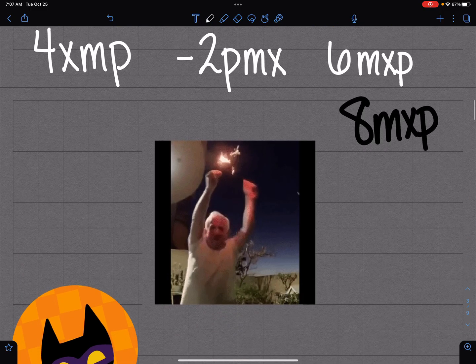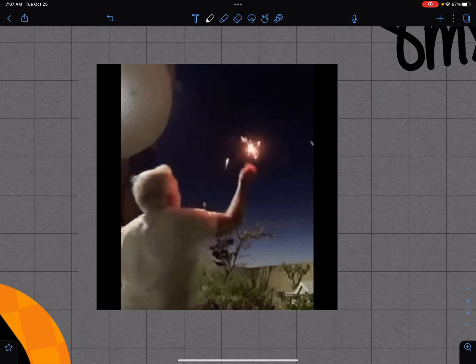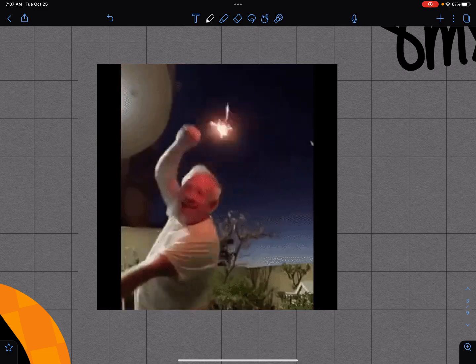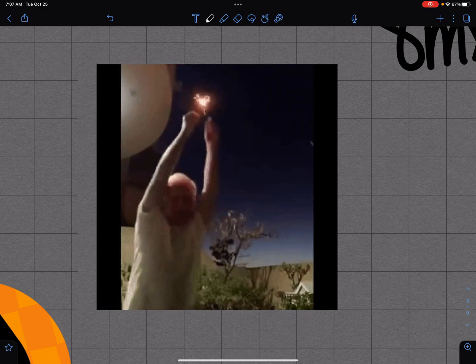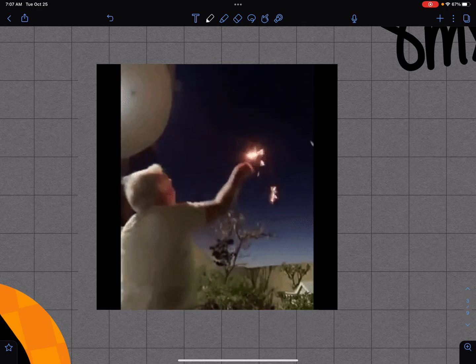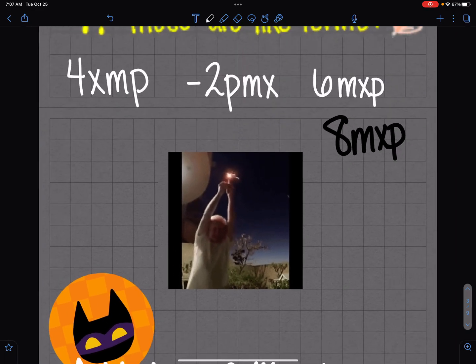But we're going to look at this adorable guy. Look at this old guy. He looks like a 2-year-old holding that sparkler, and he's so cute and happy. That just made me smile, so I thought, you know what, I'm going to take a little pause and show that to Addie because it's adorable.